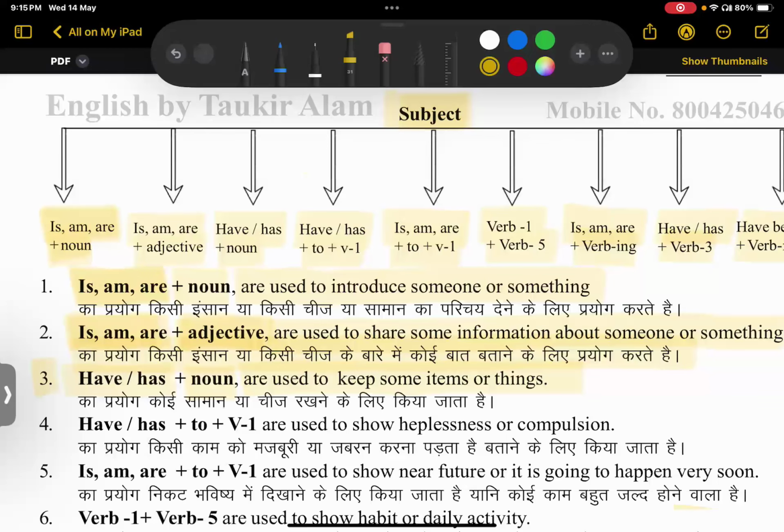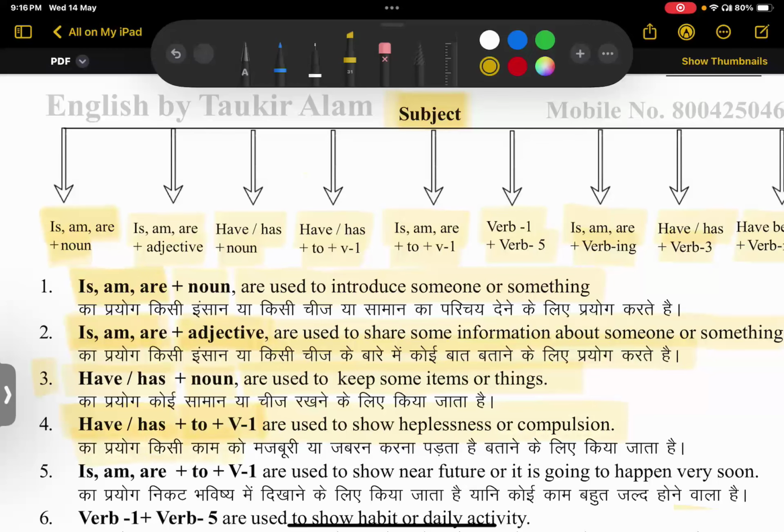Well, let's talk about another concept: have or has plus to plus verb in first form. Very first, you will speak the subject. After the subject, have or has plus to plus verb in first form. These are used to show helplessness or compulsion.